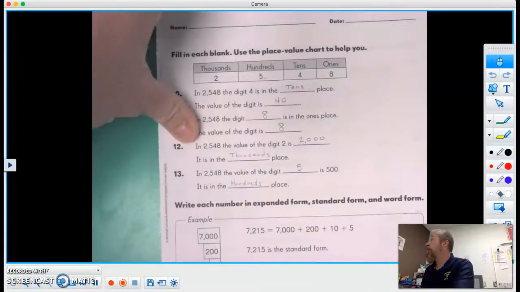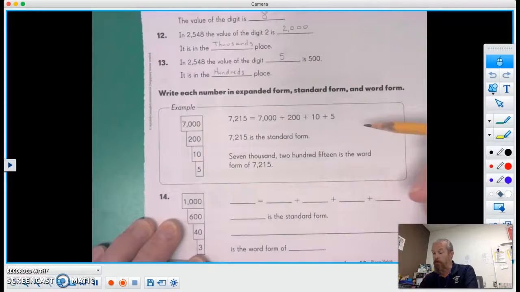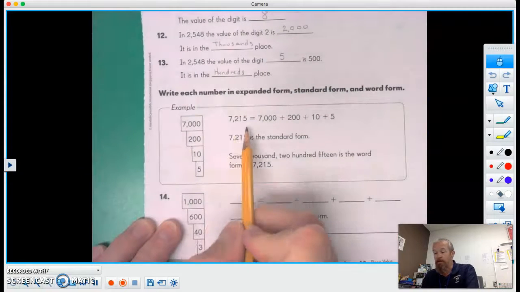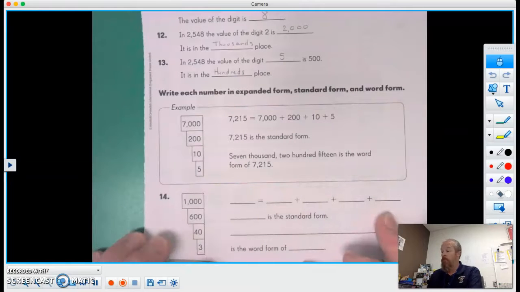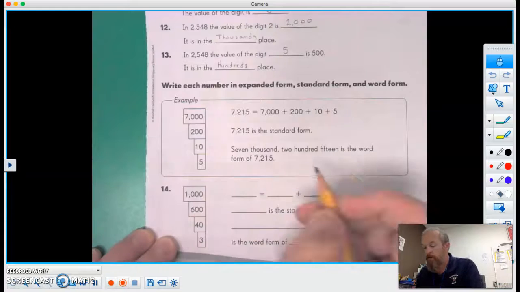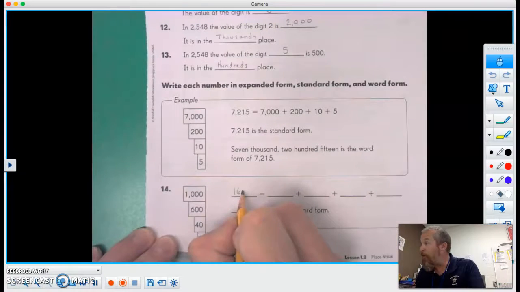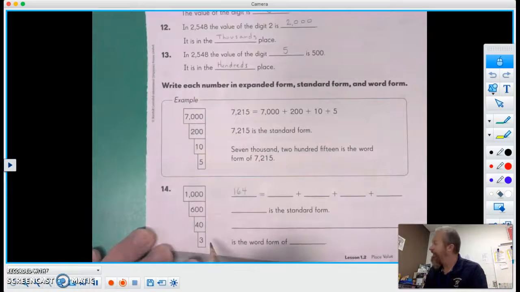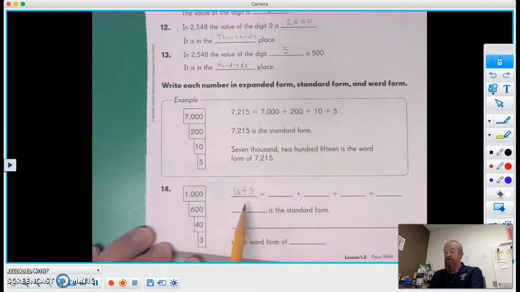All right, we are now going to move down here into our expanded form, standard form, and word form. So, here's our number, 1,643. I have a 1 in the thousands, a 6 in the hundreds, a 4 in the tens, and a 3 in the ones. So that's our number in standard form.